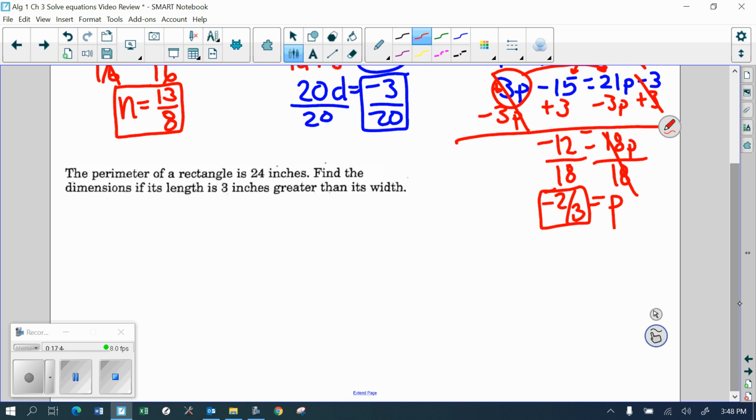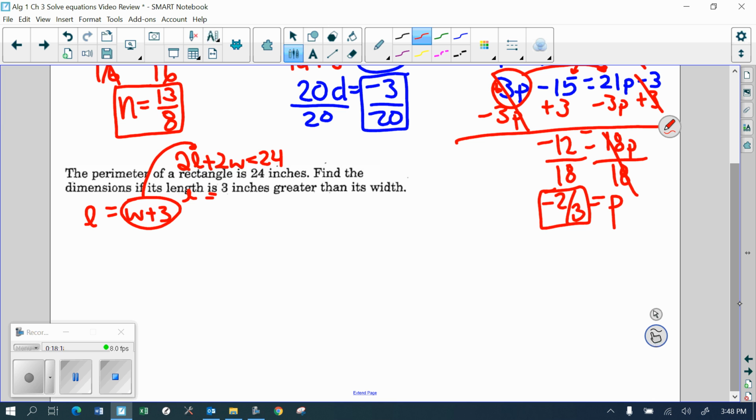Okay, the perimeter of a rectangle. Perimeter is 2L plus 2W, equals 24. Find the dimensions if its length, so that means we don't know its length, is 3 inches greater than its width. So the length is the width plus 3. So when I see the L, I substitute in W plus 3 into that right there.